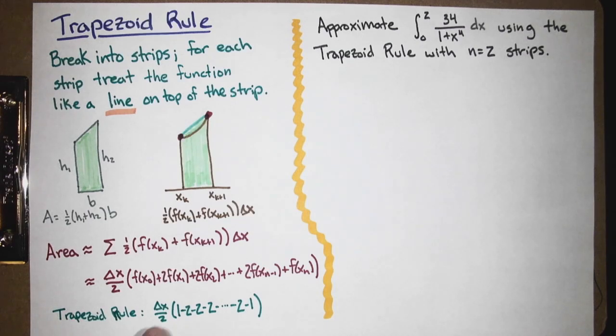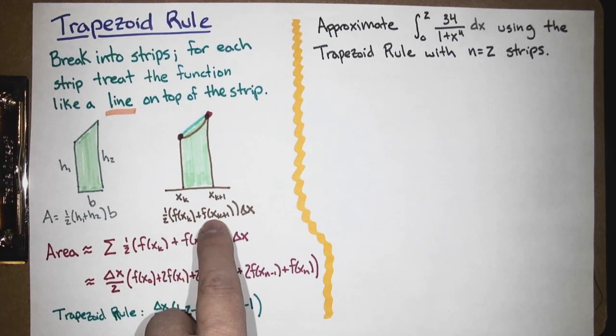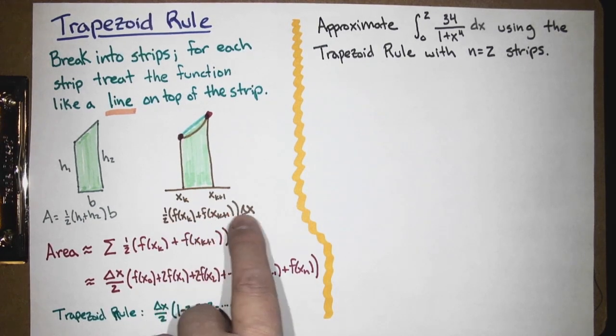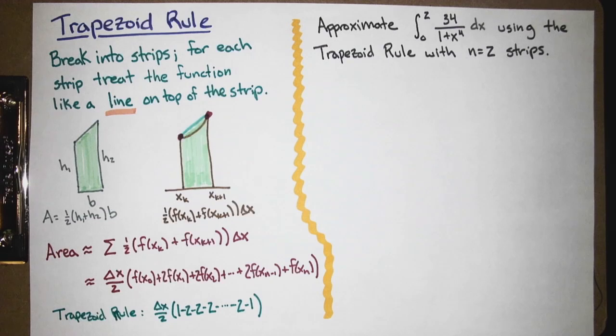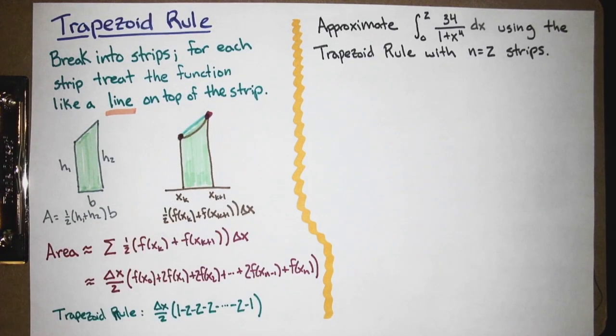So for one strip, we have 1/2 the value of the function on the left side plus the value of the function on the right side, times the width. So that's our estimate for this one piece. So now how do we get the total area? Well, we add up each piece's contribution. So the area is the sum of 1/2 value on the left plus value on the right, delta x.